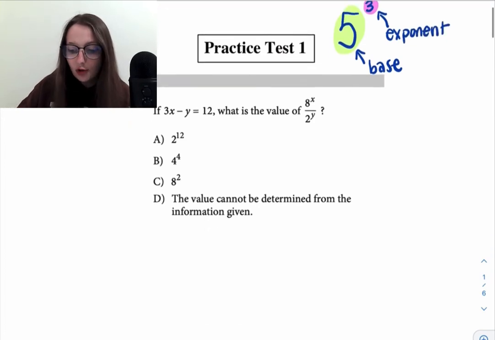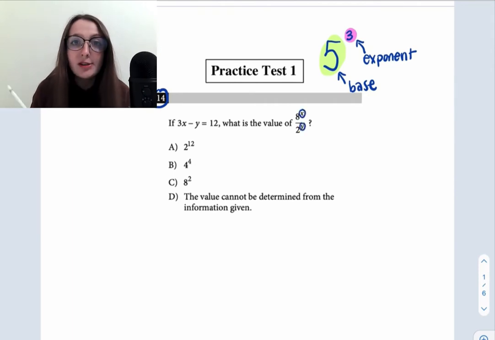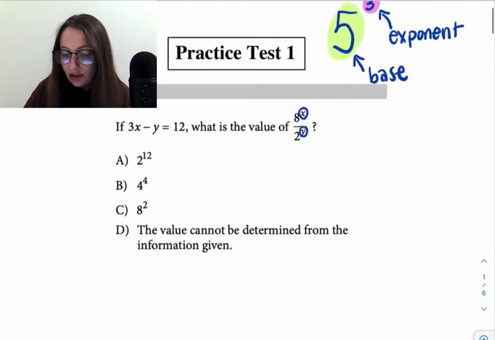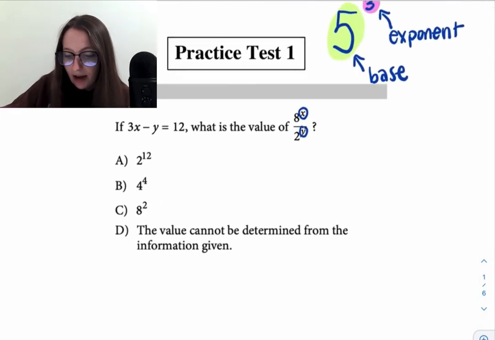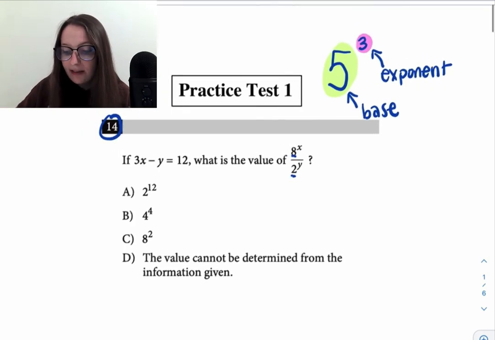When it comes to exponent rules, we can only add or subtract the two exponents when they have identical bases. If their bases are not identical, we cannot go about adding or subtracting their exponents. So when we look at question 14, I can very clearly see that these do not have the same base. 8 and 2 are not the same base. So we're going to have to do something to make them into the same base.